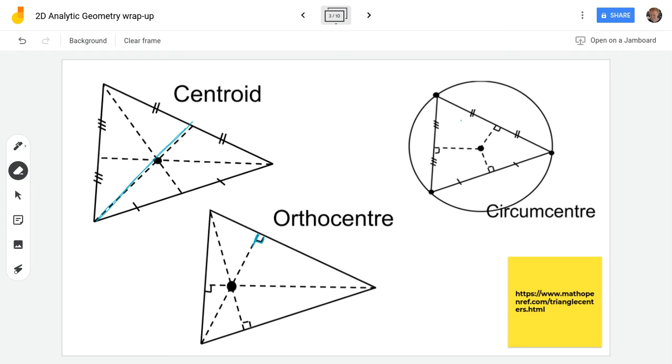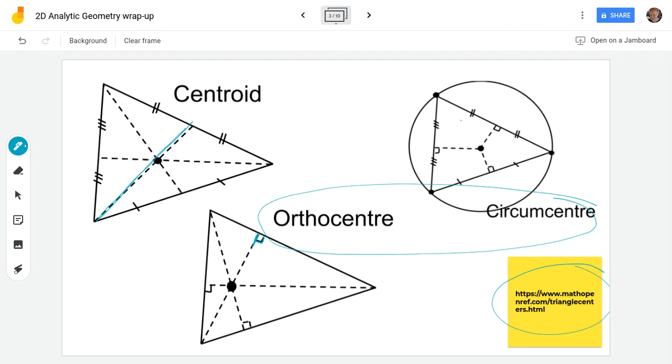So I've put a link here that you can check out. It has nice clickable links where you can click on it, and it allows you to drag the triangles around and see what happens and see why these two could possibly be outside and this one will never be outside the triangle.